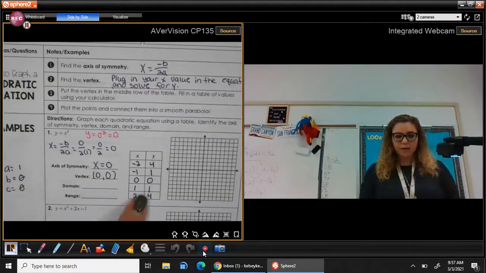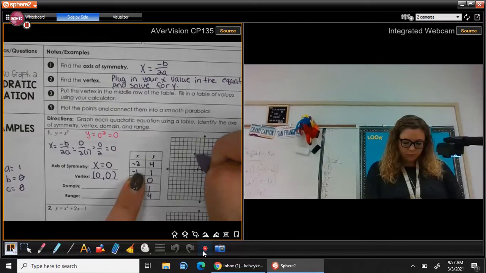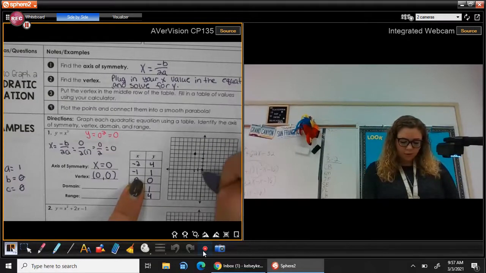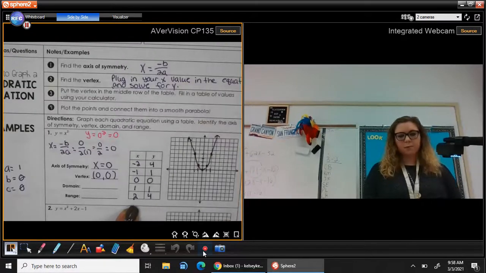Then we're just going to plot these points. So I have 0, 0. I have negative 2, 4. I have negative 1, 1. I have 1, 1, and then 2, 4. Okay, and then I'm going to connect the dots.